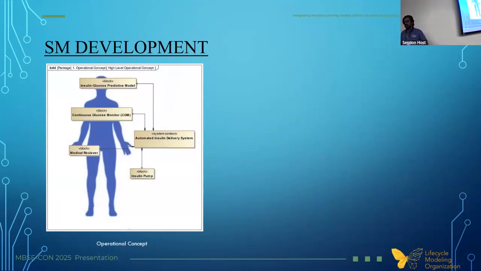This is a very small chunk of my operational concept. The operational concept was a much bigger diagram, and I just couldn't fit it all inside, so I took a small piece of it. It shows an automated insulin delivery system that has different artifacts attached to it: CGM, medical receiver, insulin pump. And instead of the user that gives you the glucose values every 5 minutes, we have an insulin glucose predictive model attached as a composite block to the system context.